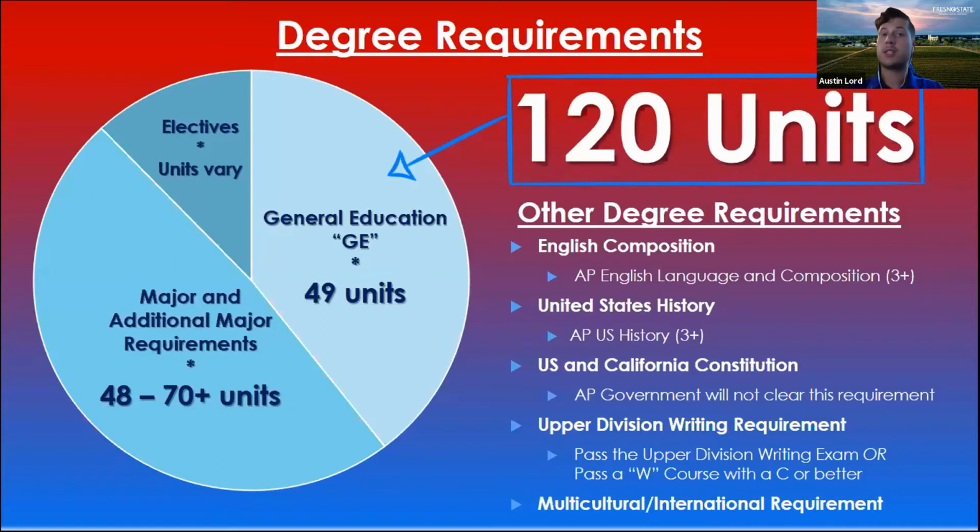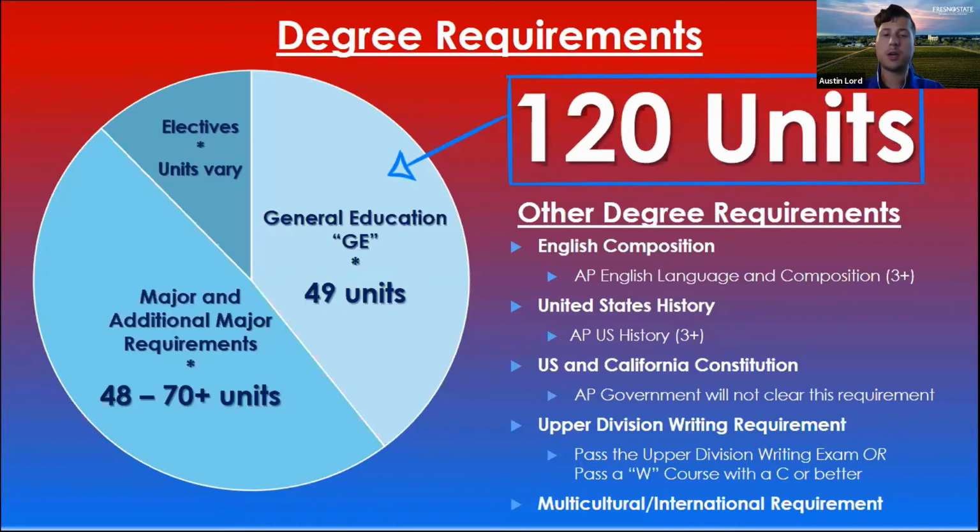United States history is another degree requirement at Fresno State. Again, we will take AP credit for this, AP US. For the US and California Constitution or government requirement, unfortunately AP Gov does not cover this requirement because it only covers, I believe, federal and state, or maybe just federal, and we do want federal, state, and local government. So we do have another course for that.